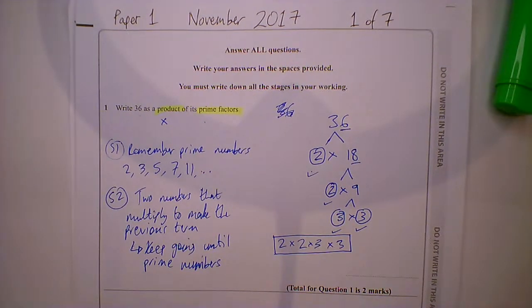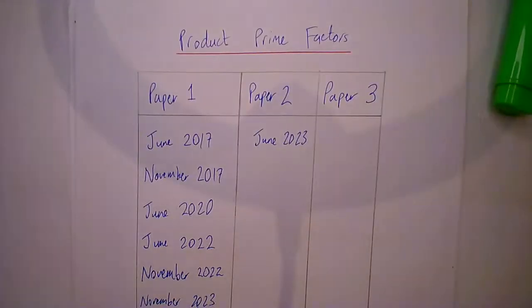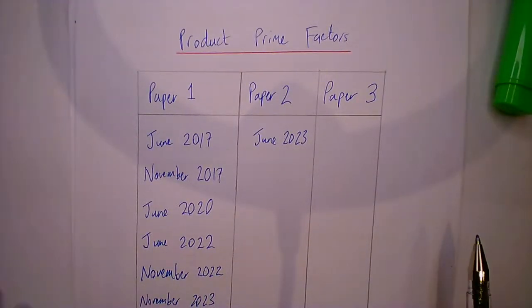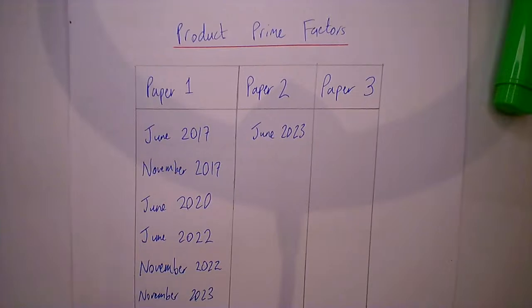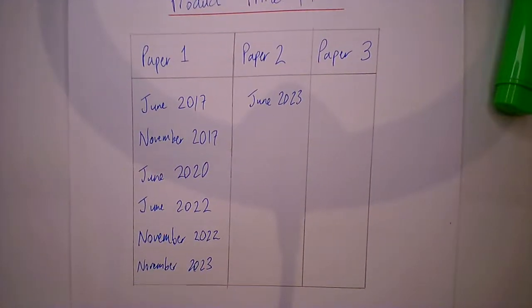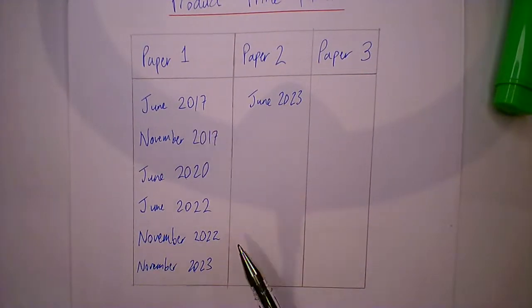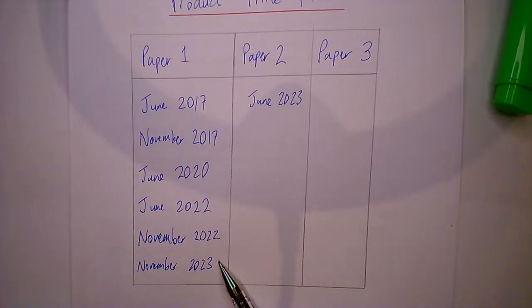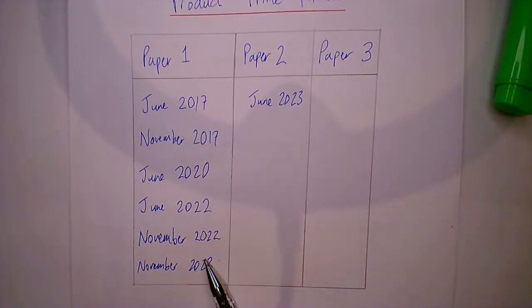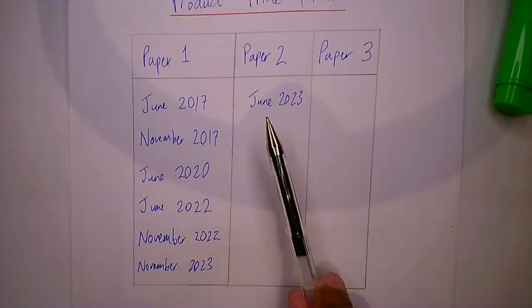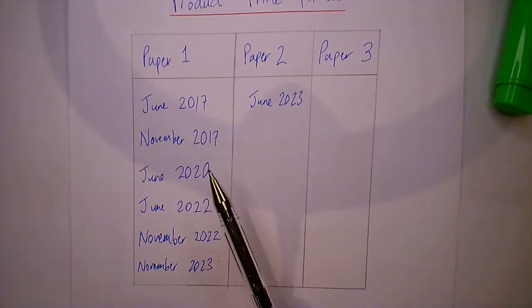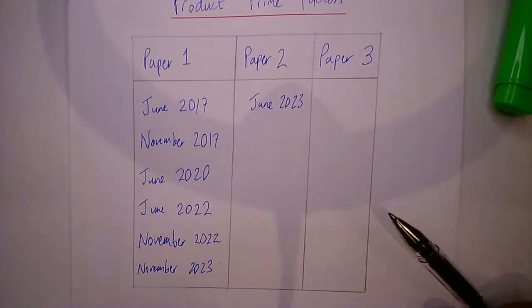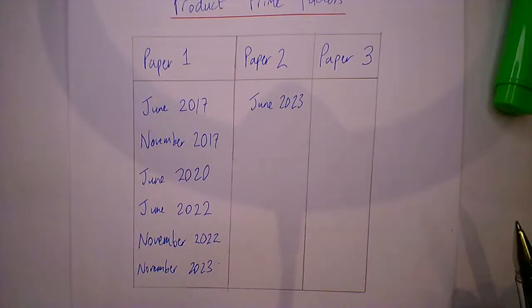All right, so how does product of prime factors show up in exams? Here is an analysis from June 2017 all the way to November 2023. You can see it's coming up in paper 1. On one occasion, it came up in paper 2. So this is mainly a paper 1 topic, but it can appear in paper 2, which is a calculator paper.